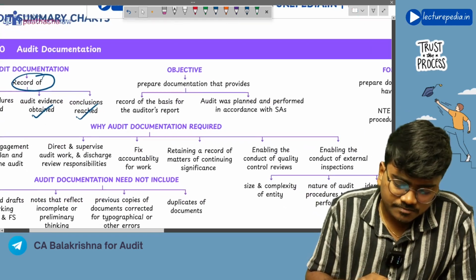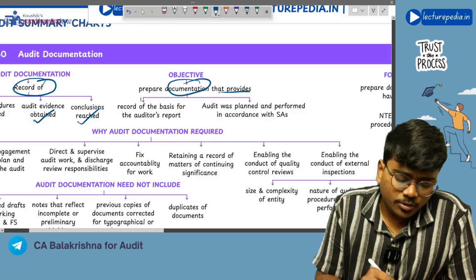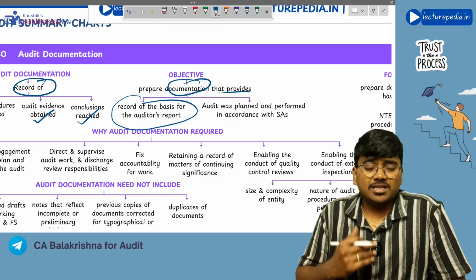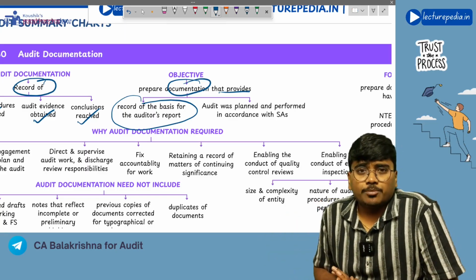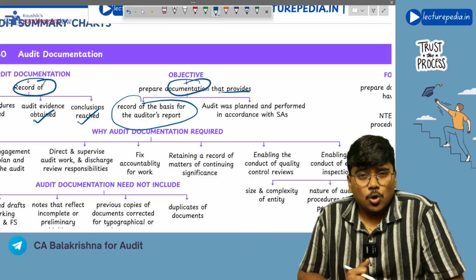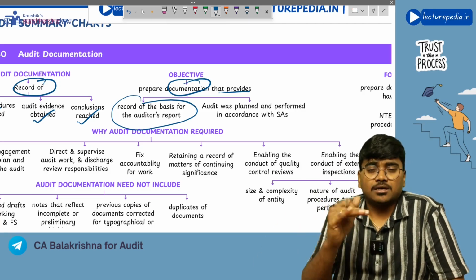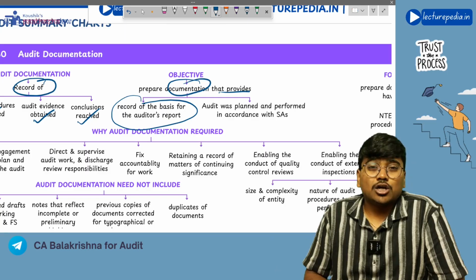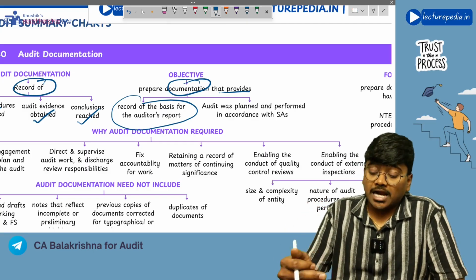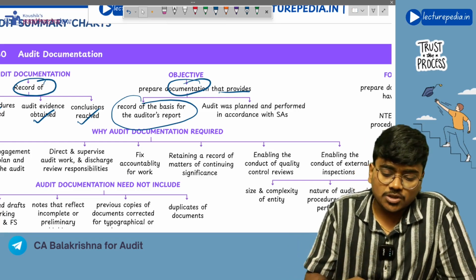Understanding? Next, objective of this SA 230. This objective is simple: prepare audit documentation that provides a record of the basis for the audit report and the opinion that you have given in the audit report. Okay, the opinion that you give in the audit report should be substantiated. There should be a basis for that opinion. Correct or not? So maintaining a record of such basis is the objective of this SA 230. And also to prove that the audit was properly planned and properly executed. To prove that also you need to maintain documentation. These two are the objectives of SA 230.